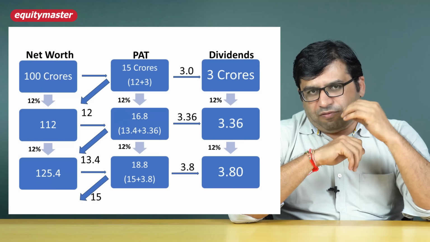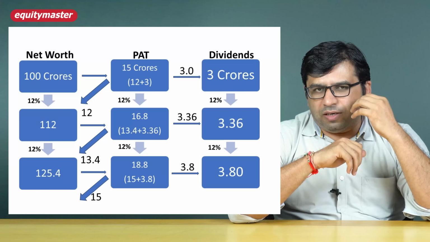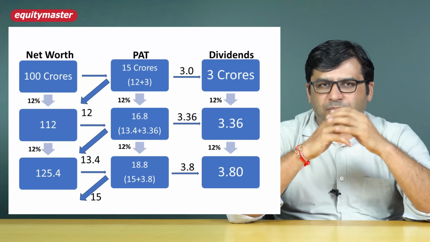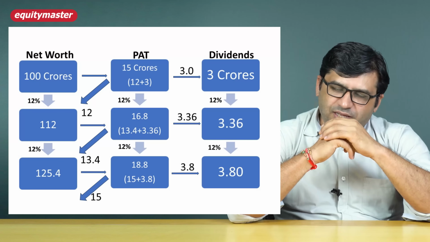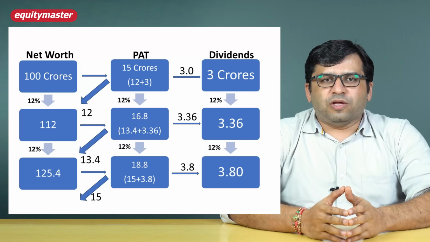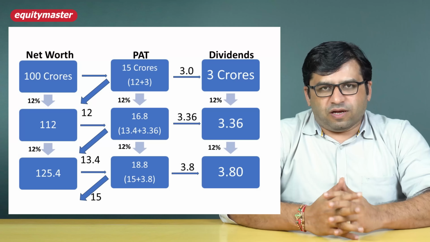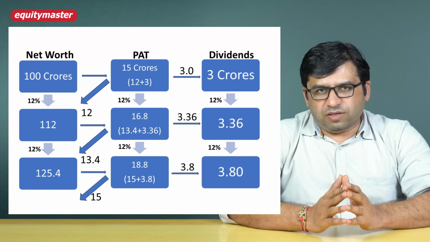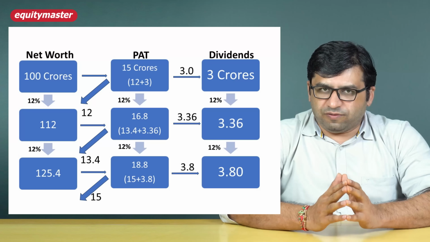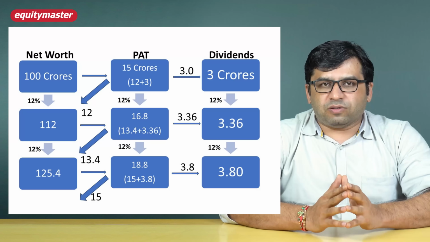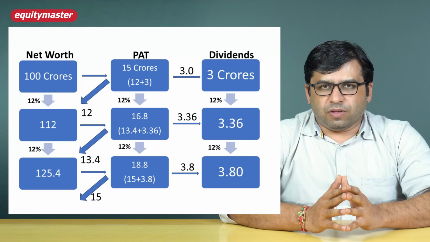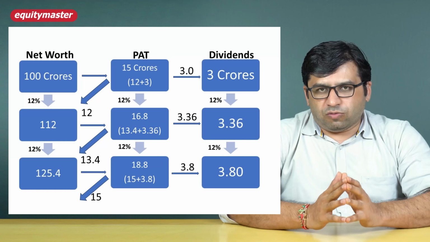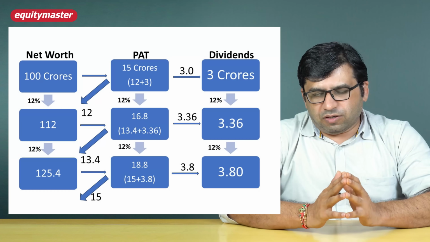Let us understand this better with the help of this slide here. Well, at first sight, the slide may look intimidating because there are a lot of things happening here. But trust me, it is very simple. So we start with the top left corner of the slide, the net worth column. The company has a net worth of rupees 100 crores. It earns a profit of rupees 15 crores, which is shown as PAT to the right of the net worth column. So rupees 15 crores profit on rupees 100 crore becomes a return of 15%.